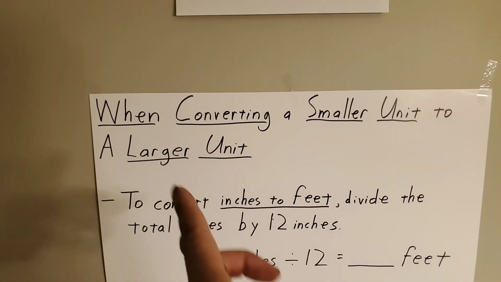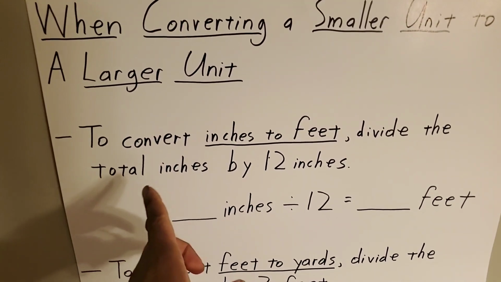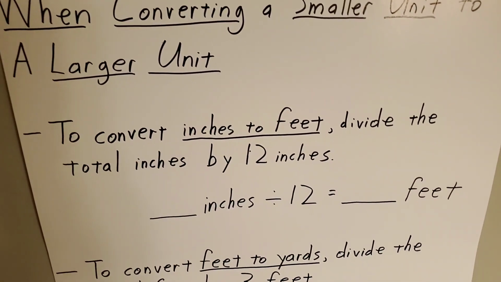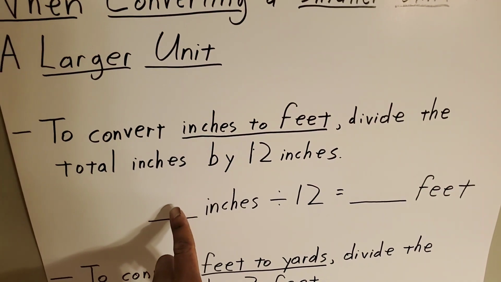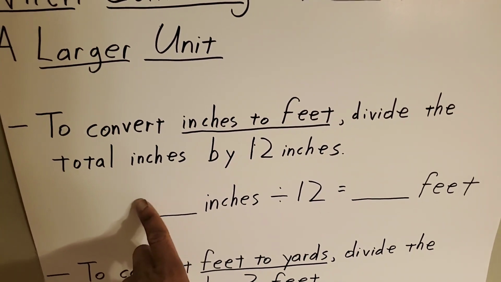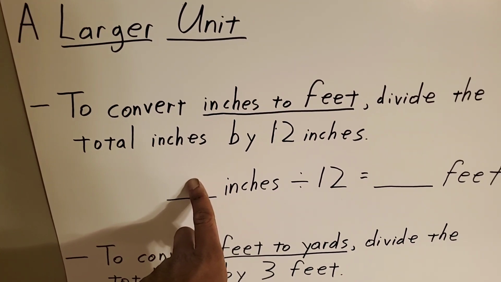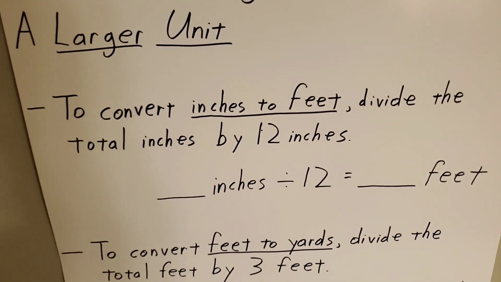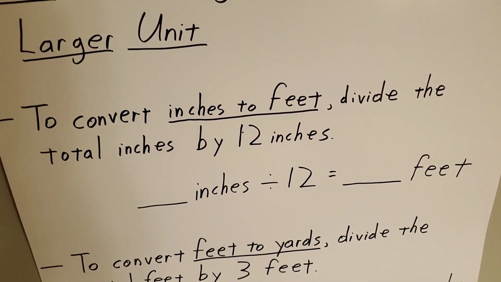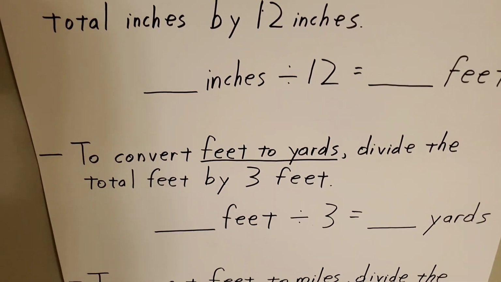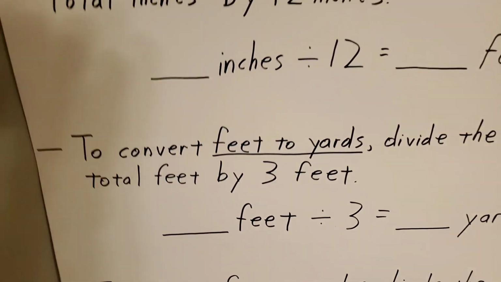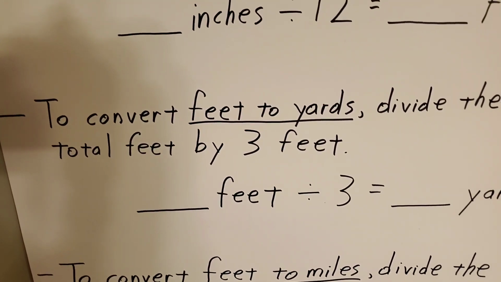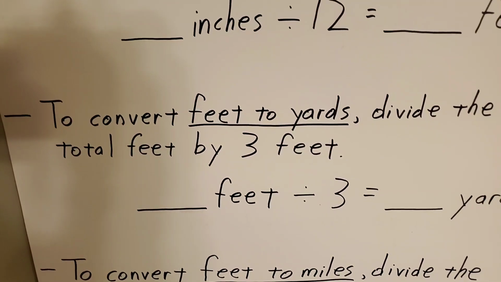When converting a smaller unit to a larger unit, if you want to convert inches to feet, divide the total inches by 12 inches. So you measure the object, find the inches, and after you find the inches, if you want to find the feet, take those inches and divide by 12, and that will tell you how many feet it is. Now, let's say we want to convert feet to yards. We measure an object in feet, and I want to convert it to yards. Here is what I'm going to do.